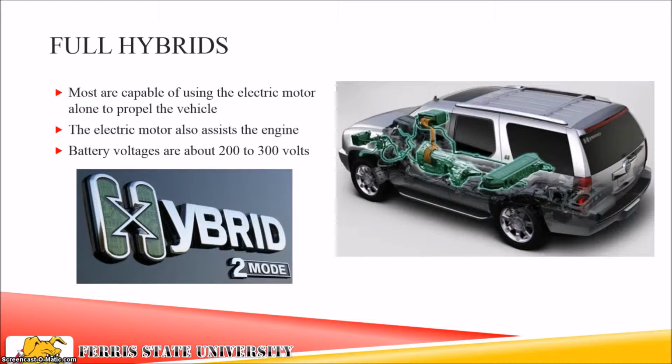Full hybrids. Most are capable of using the electric motor alone to propel the vehicle. The electric motor can also assist the engine. Battery voltages are about 200 to 300 volts. In this picture we have the Cadillac Escalade Hybrid 2 mode. The reason it's called the 2 mode is this setup features two electric motors inside the transmission, one for low speed application and one for high speed application.